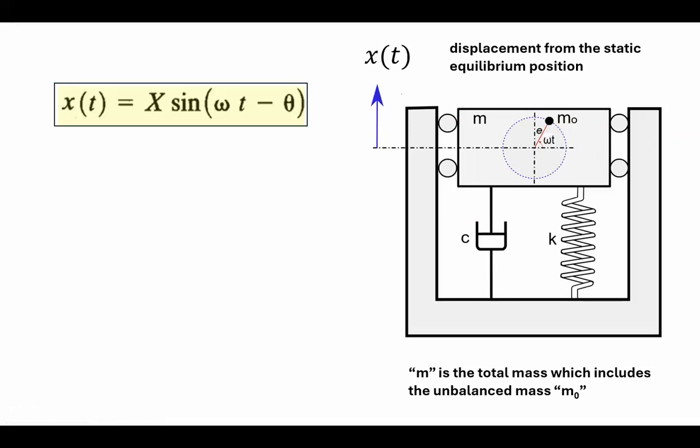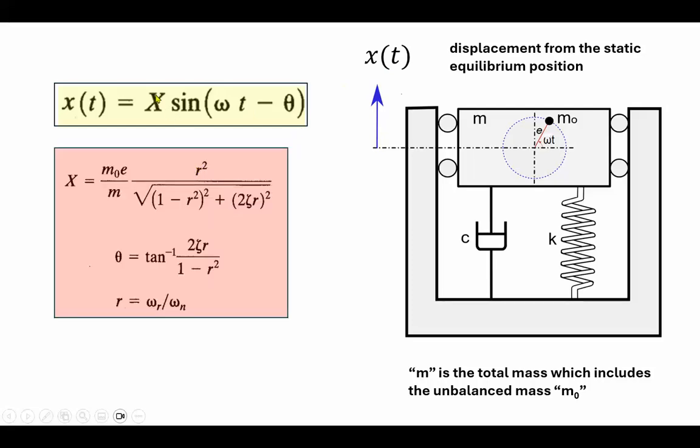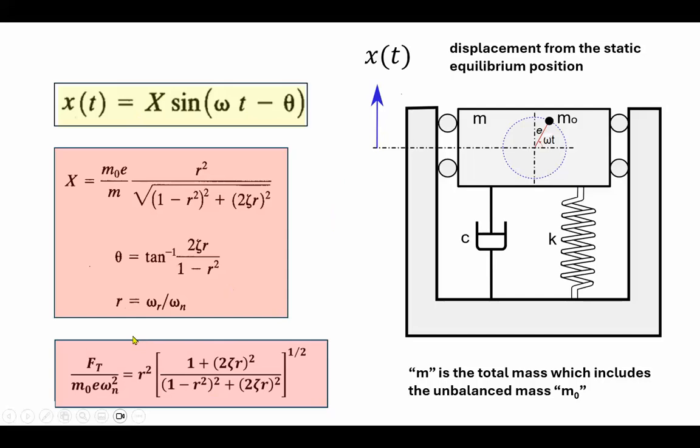You're shown in a course like that that x of t can be found from this equation. Here, big X is the amplitude of the vibration from the static equilibrium position. And theta is the phase difference between where the m is and where m naught is. But we're not really interested in theta. We're interested in this big X, at least when I do this problem for you in 3D experience. And the force transmitted to the ground is calculated through this.